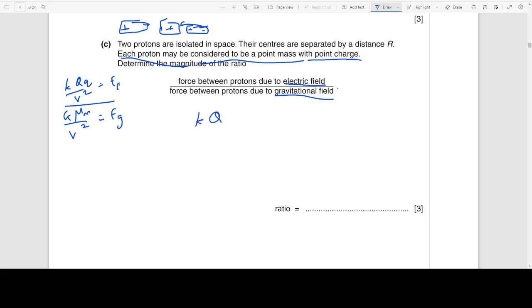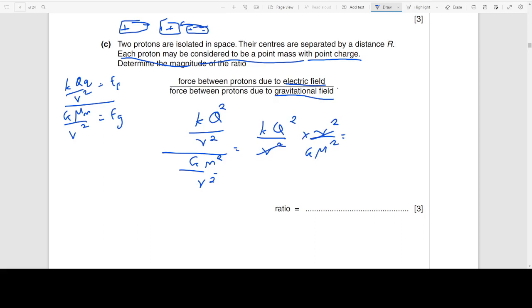kq, there are two protons, so it's going to be q square. I hope you understand, guys, why. Because there are two protons with the same charge, so q into q is q square upon r square, divided by G, same goes for the masses, m square upon r square, which is equal to kq square over r square multiplied by r square over Gm square, and r square ends up getting cancelled. So we have kq square upon Gm square.